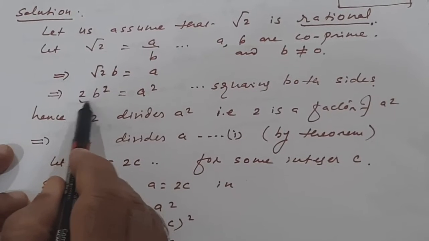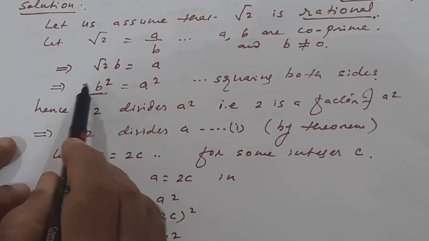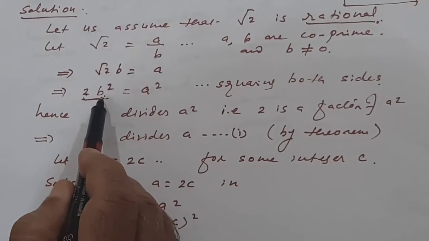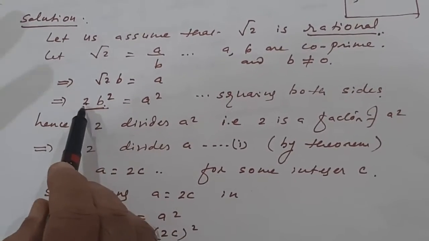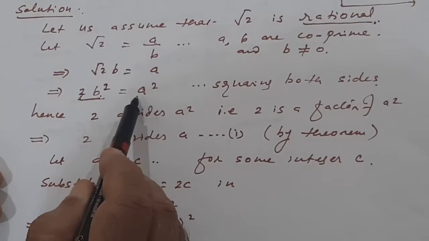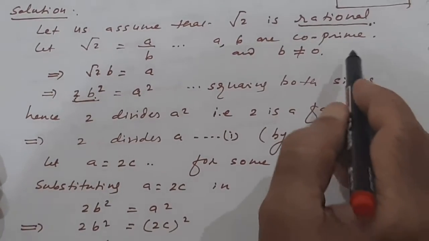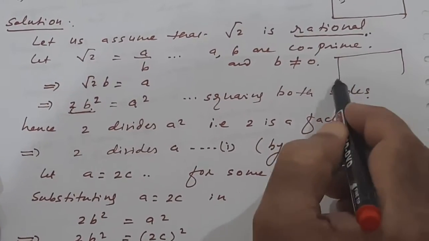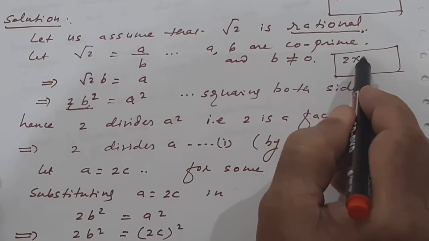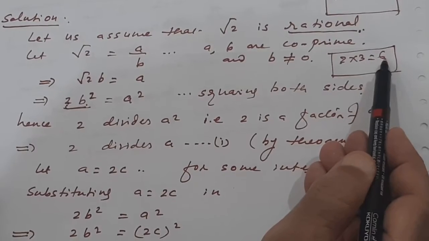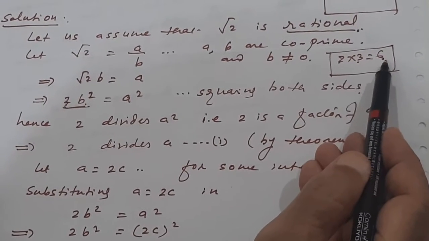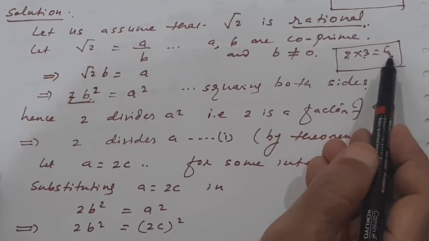You see that there are two numbers here. 2 is a number and B square is also a number. So A square is expressed as a product of two numbers. That means 2 divides A square. Suppose we take it like this: 2 into 3 is equal to 6. It shows that 2 divides 6 or 3 divides 6. That means 2 is a factor of 6.